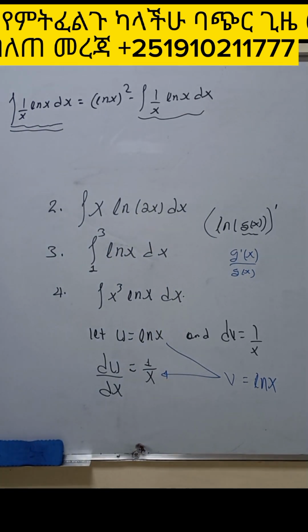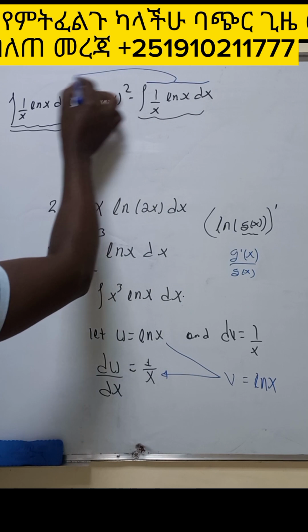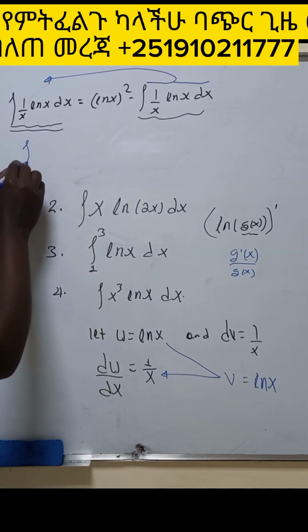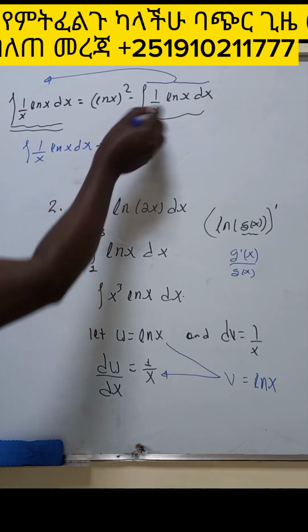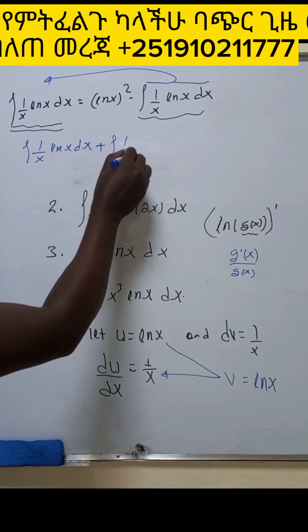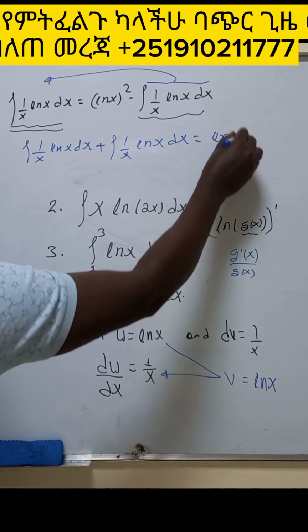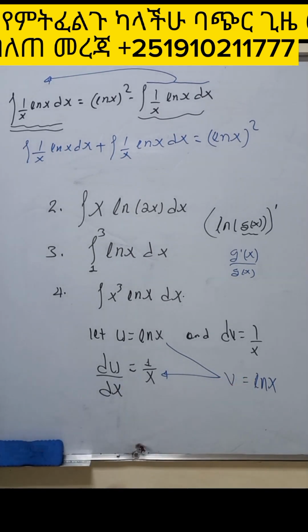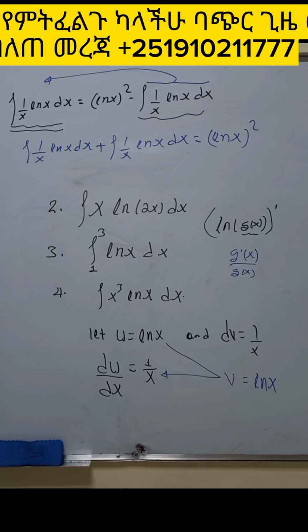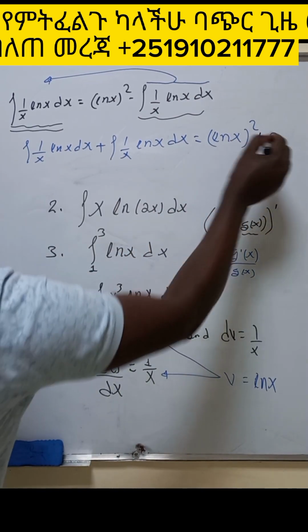Now look carefully. Here the original function that we integrate and the value we got here are the same, so we can move this to the left side. What happens when it comes to the left? The integral of 1 over x ln of x dx plus the integral of 1 over x ln of x dx equals ln of x the whole square, like ln of x times ln of x, 2 times, which is already 2 squared. Here we should not forget, this is exactly plus some arbitrary c1.